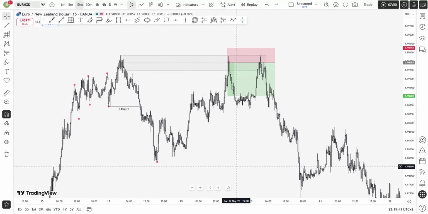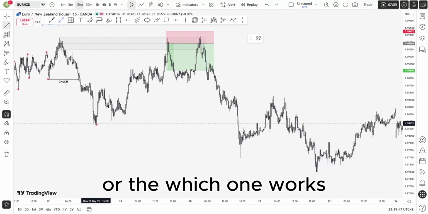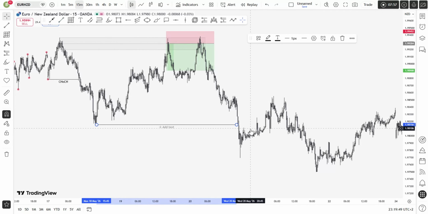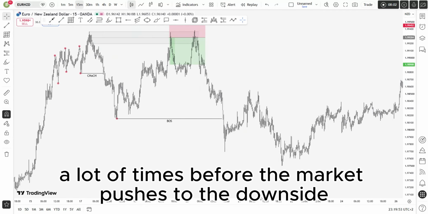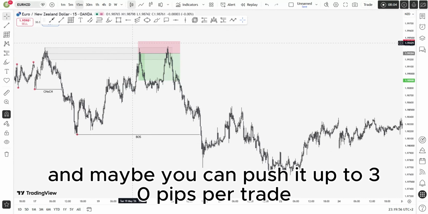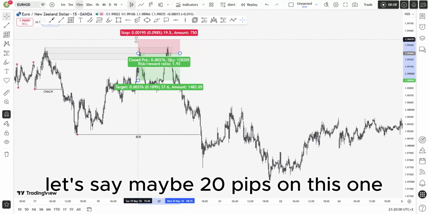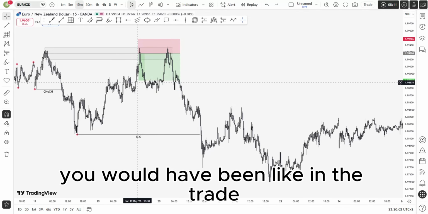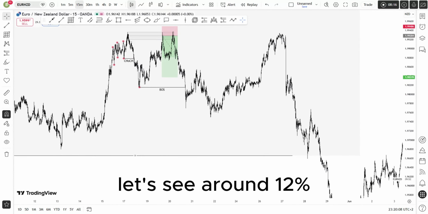You can just do the backtesting and see which risk to reward you would like, or which one works, just because you can cap your stop loss to maybe 15 pips, and then you get tagged out a lot of times before the market pushes to the downside. Then maybe you can push it up to 30 pips per trade or 20 pips per trade. Let's say maybe 20 pips on this one. You would have been in the trade, and then you would have caught around, let's see, 12%.